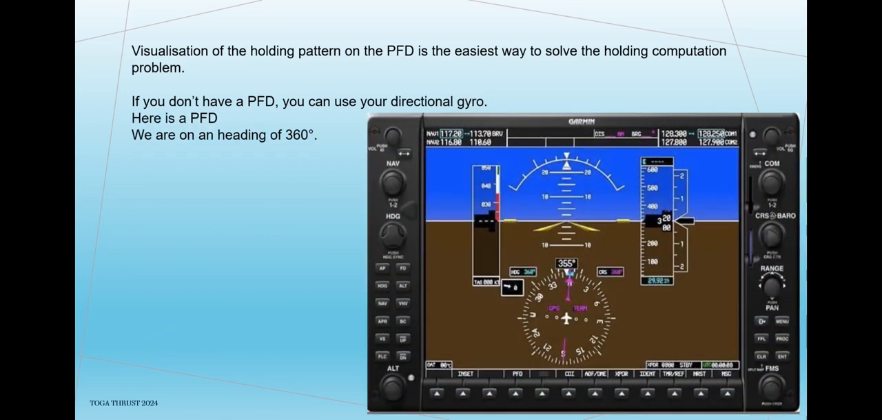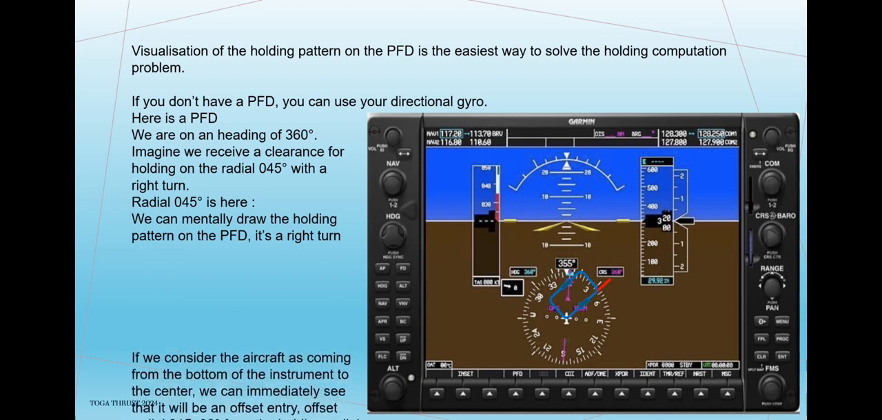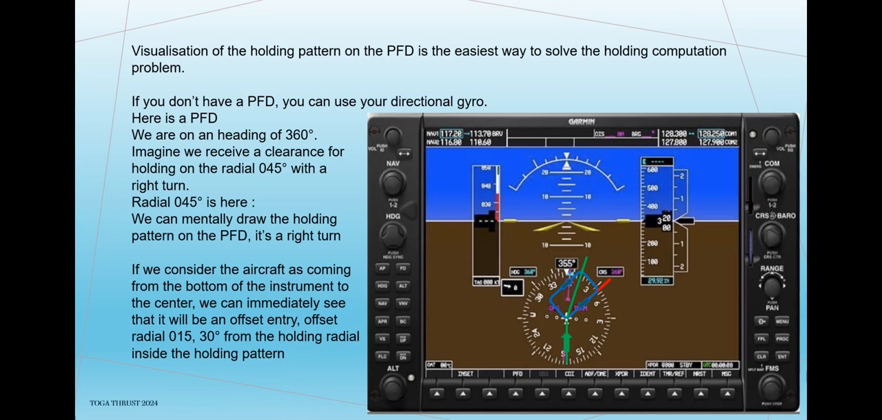Here is a PFD. We are on a heading of 360 degrees. Imagine we receive a clearance for holding on the radial 045 degrees with a right turn. Radial 045 degrees is here. We can mentally draw the holding pattern on the PFD, it's a right turn. If we consider the aircraft as coming from the bottom of the instrument to the center, we can immediately see that it will be an offset entry, offset radial 015, 30 degrees from the holding radial inside the holding pattern.